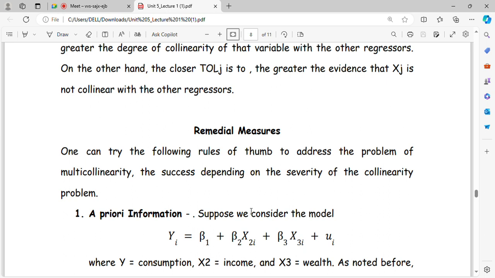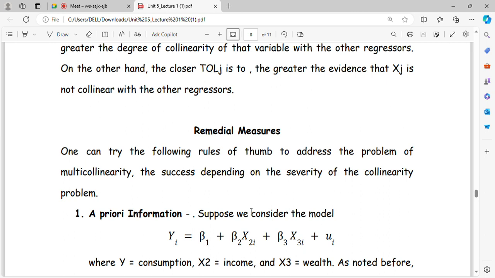Now, after doing our regression, if we see that VIF is very high, then that means there is a multicollinearity problem. Now the next step is what are the remedial measures, how we can solve it. We understand that the mistake has happened, now how do we solve it, that is the main problem. So first is a priori information.